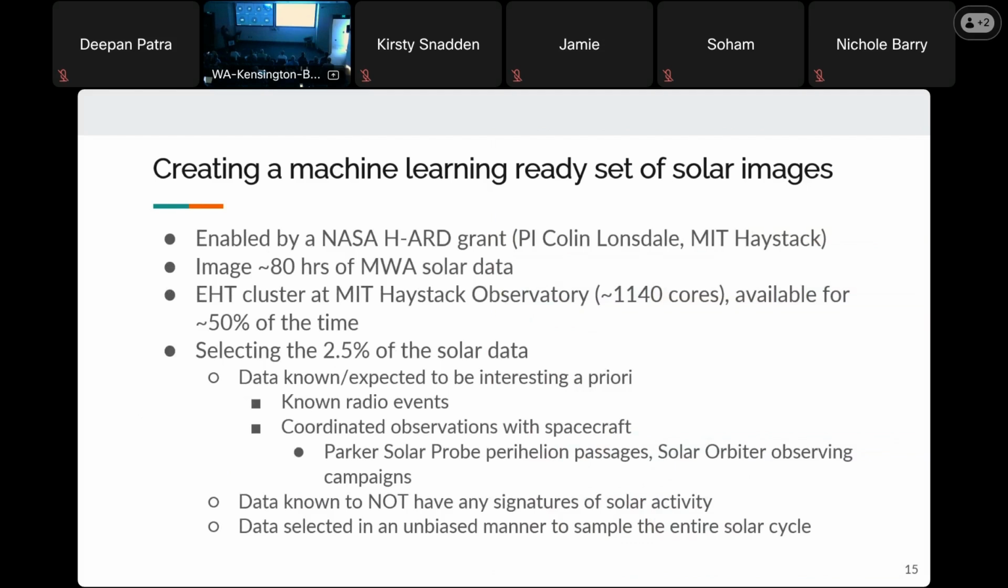We have too much data and not enough capacity to analyze it. Some of the first steps we are taking towards that are being enabled by this NASA grant, where we are going to image 80 hours of MWA archival data. This is going to be just 2.5% of what we have in the archive. But this is going to enable us to get an HPC implementation of what we need to do. And this is what is underway right now. We already have ways of figuring out overlapping radio events and so on.